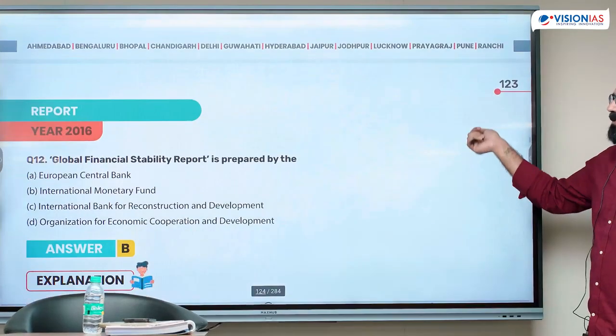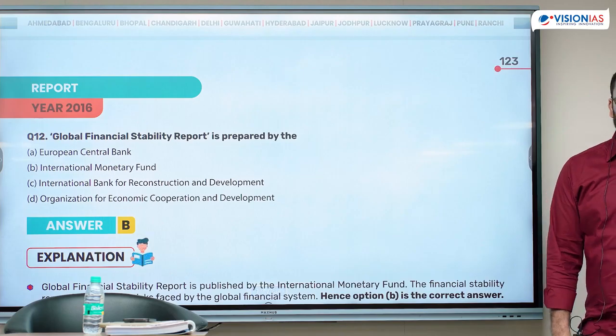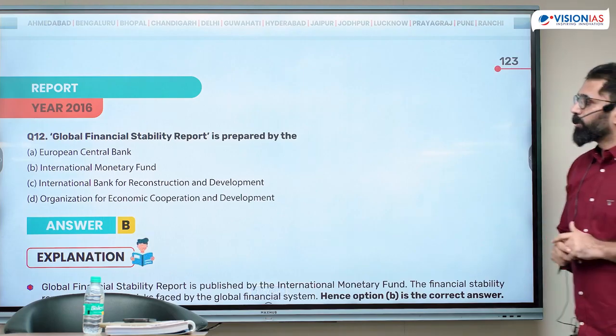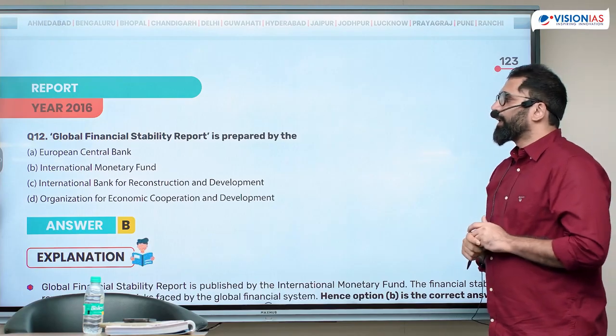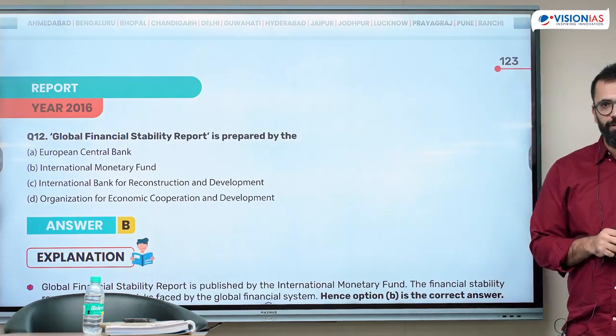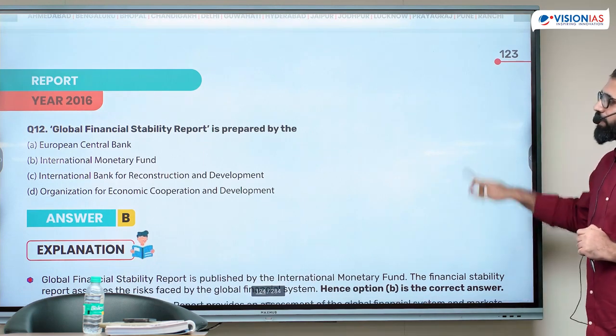Similarly, they've asked on other indices also. One of the years they asked on the Global Hunger Index also. So these global indices and publications have been covered in the news or have been covered in the paper. Global Financial Stability Report is prepared by IMF, World Bank, and World Economic Forum. These 3 bodies have been covered multiple times. It's the IMF.